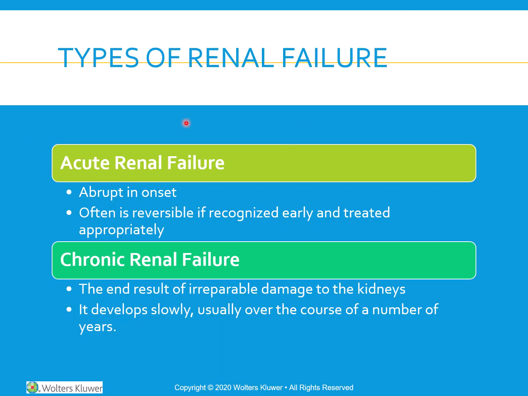So a little bit more about those two types of renal failure. Again, there's acute renal failure, which is abrupt in onset, but often because we know the cause of acute renal failure, if we reverse that cause, we can also reverse acute renal failure. So as long as we get those things reversed before we get significant renal damage, someone can go back to having normal kidney function. In chronic renal failure, the end result is really irreparable damage to the kidneys. It develops really slowly, usually over the course of a number of years. So usually we're working to slow down the progression, but once that progression occurs, we can't really go backwards.